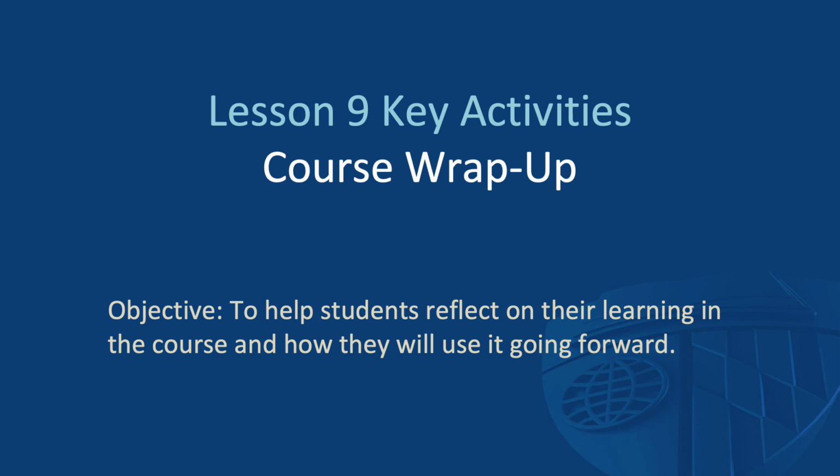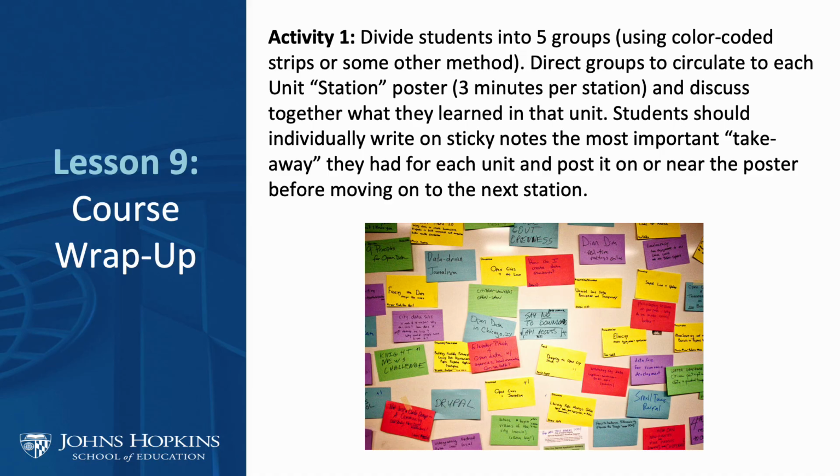The title of Lesson 9 is Course Wrap-Up. The main learning objective for the 9th lesson in Unit 5 is to help students reflect on their learning in the course and how they will use it going forward. To reach this objective, students will engage in 2 main activities. You can prepare for the first activity of Lesson 9 by setting up 5 charts around your room, 1 chart for each of the 5 units in the 4S curriculum.